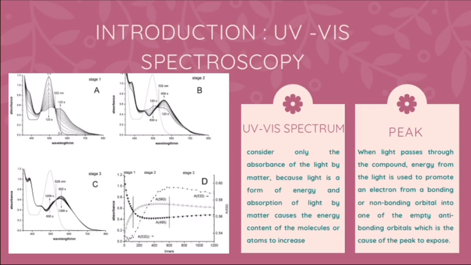For the peak, when light passes through the compound, energy from the light is used to promote an electron from a bonding or non-bonding orbital into one of the empty anti-bonding orbitals, which is the cause of the peak to appear.